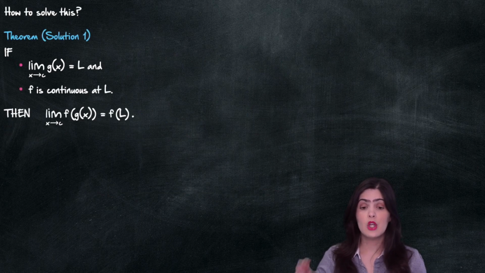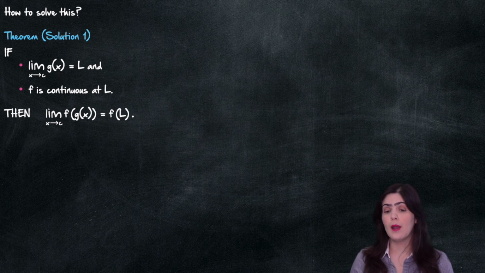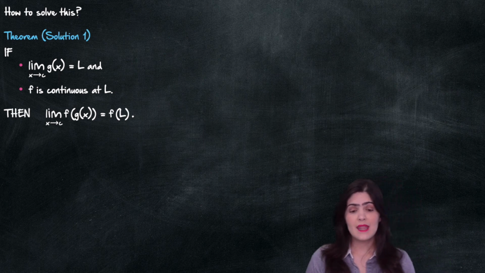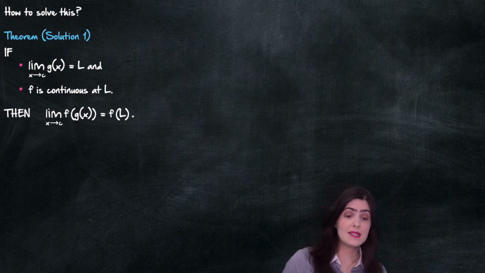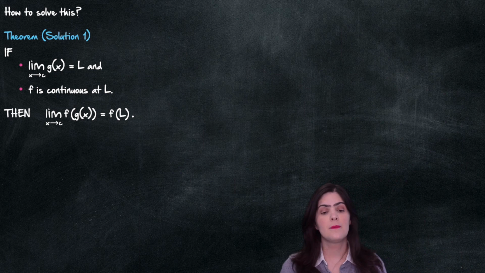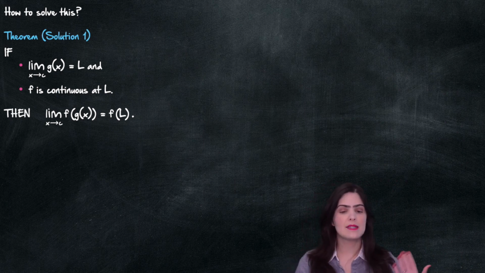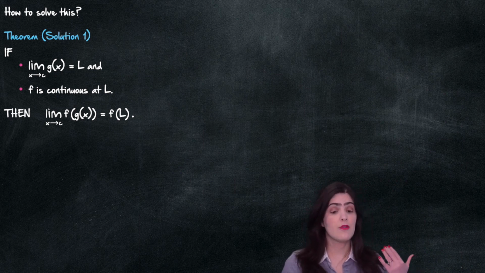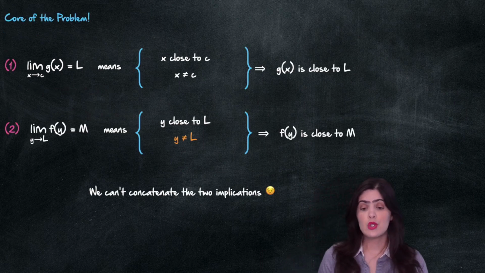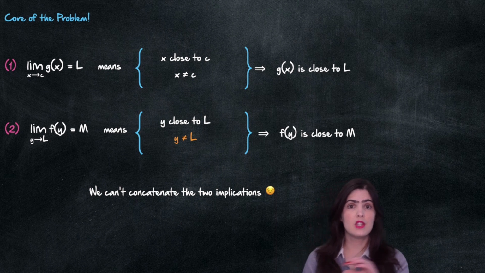So we have two solutions. Solution number one. If I know that the limit as x approaches c of g of x is equal to L, and f is continuous at L, then the limit as x approaches c of f of g of x is equal to f of L. That corresponds to removing the condition that y has to be different from L.